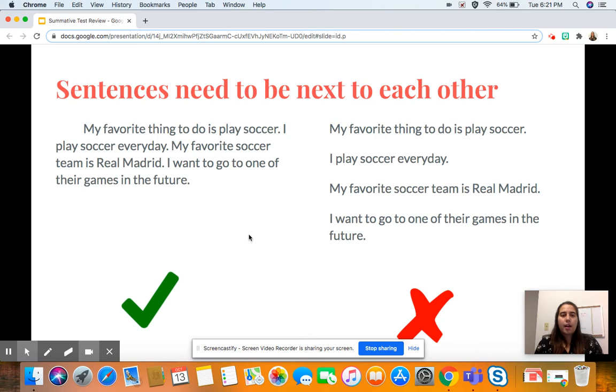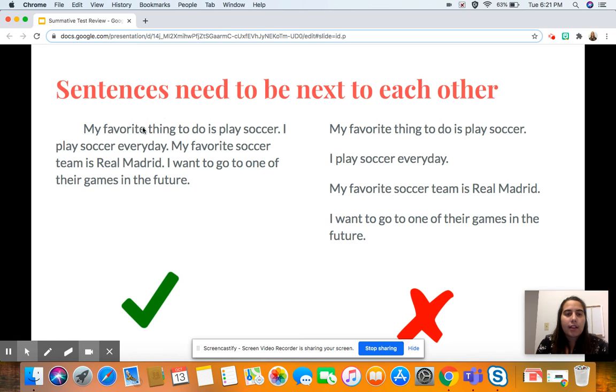So remember, when we are writing paragraphs, what is a paragraph? A paragraph is a group of sentences. They are all together in a group. So what does that mean? To have a group of sentences means that sentences need to be next to each other. That's what makes them a group.